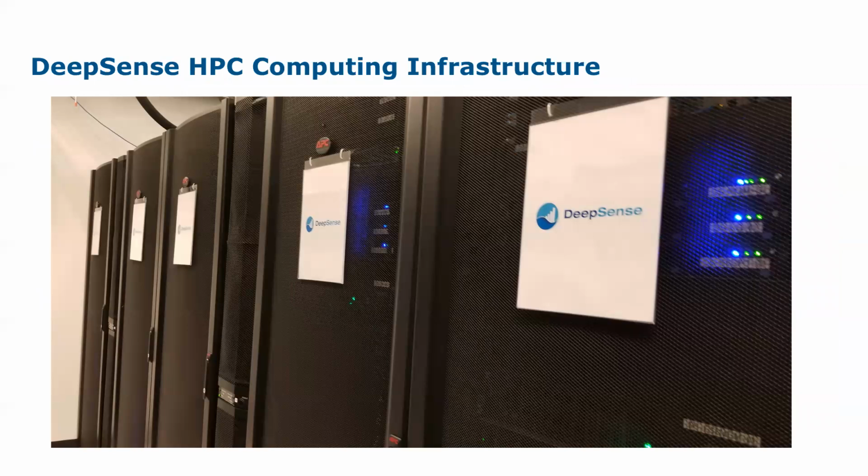Here's an introduction of the DeepSense HPC computing infrastructure. This picture shows the racks of DeepSense HPC infrastructure. We have 5 racks. These racks stay in the machine room in Mount Campbell building on Dalhousie campus in Halifax.